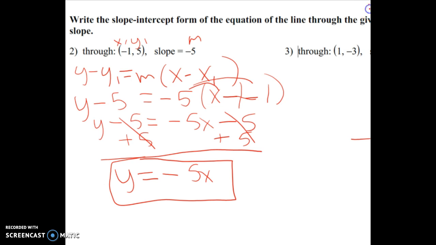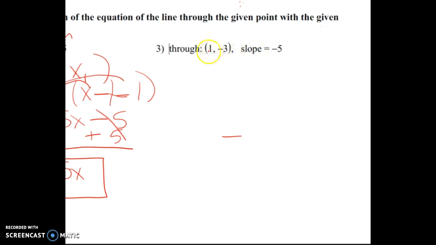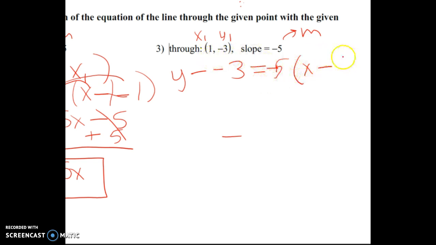So now let's look at 3. 3 says we need to write a line through the given point, which is 1, negative 3. So that's our x1, y1. Our slope is negative 5 again. So y minus y1, which is negative 3, equals m, which is negative 5, times x minus x1. We're using that point slope form because we're given a point and a slope.